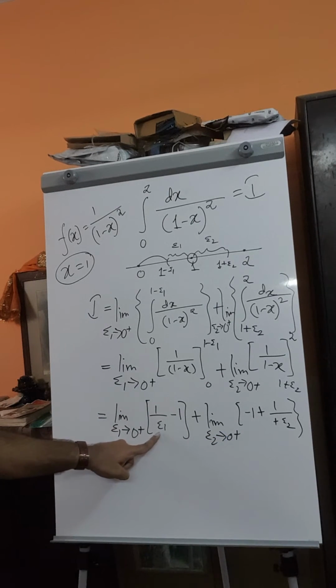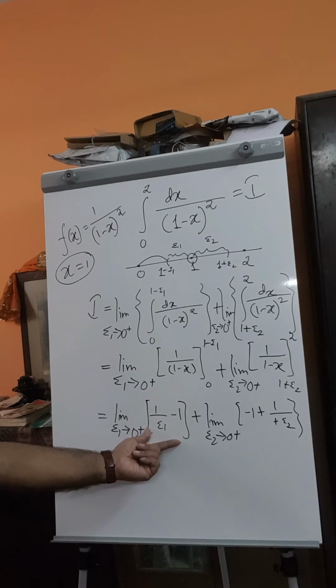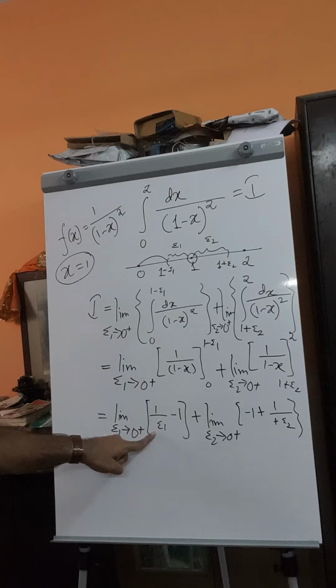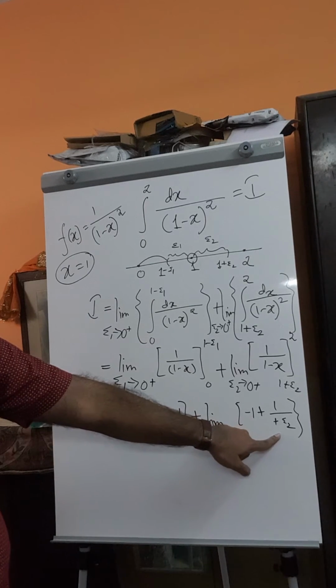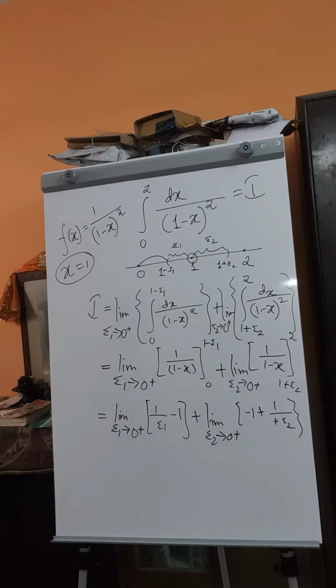Here, as epsilon tends to 0 plus, this tends to plus infinity, minus 1, and here also this tends to plus infinity. Here we have infinity minus 1, the same thing, minus 1 plus infinity here, here also minus 1 plus infinity. So, both tend to infinity. So, hence finally this improper integral is divergent, it does not exist.